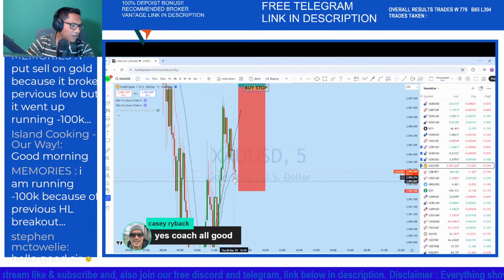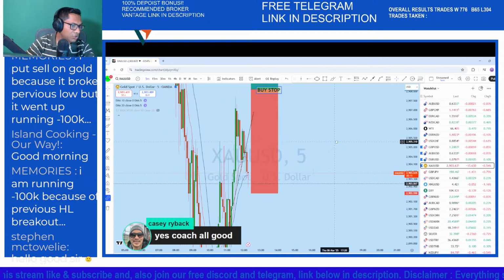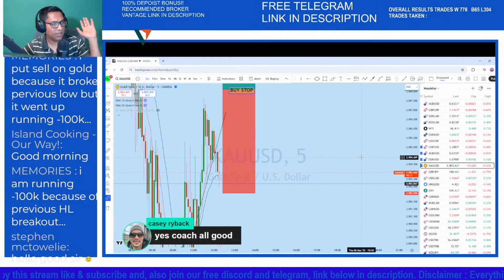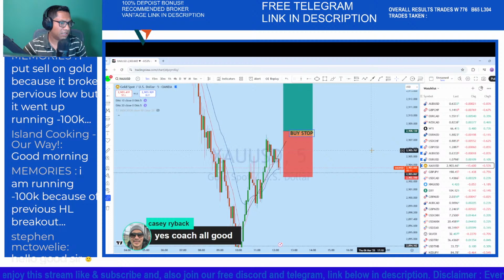Okay, so you can see the market after this 20 MA, wanting to see that it's having an upside bias here.